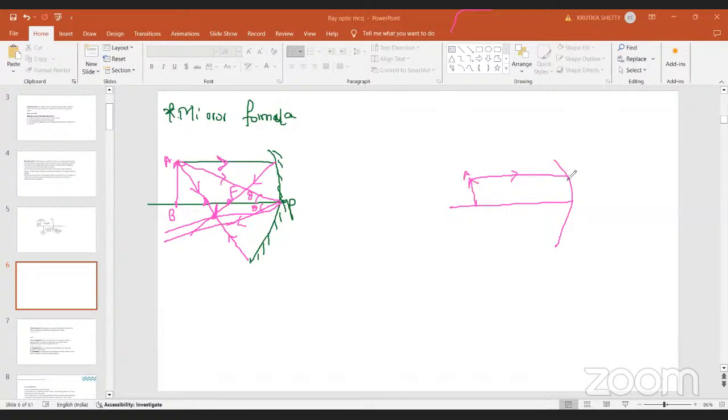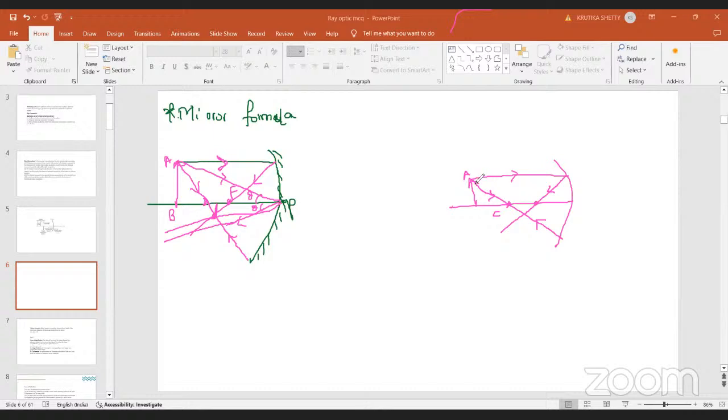The incident ray parallel to the principal axis will pass through the focus after reflection. So this is the incident ray, reflected ray. One more ray we are considering, which is passing through the center of curvature. When it hits the mirror, it will travel back in the same direction. Next, one more ray we are considering. Here it is making some angle with the principal axis.